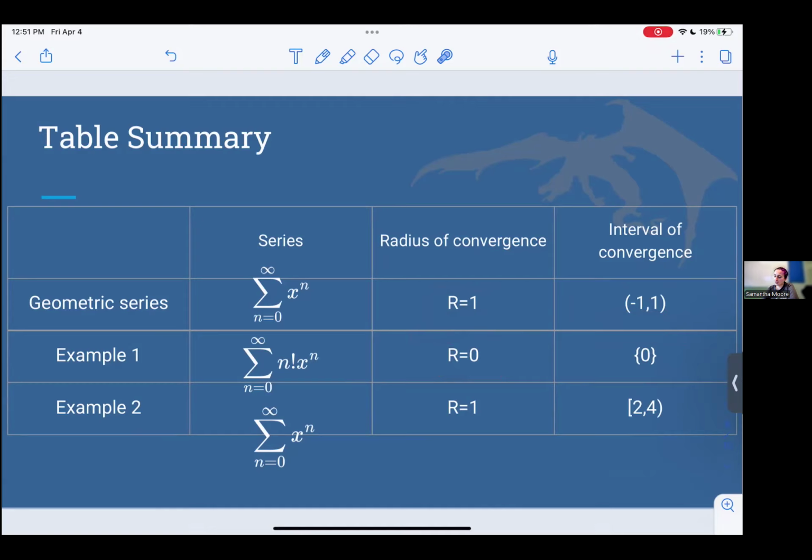And then lastly, our last example that we just looked at, our interval of convergence that we figured out was from 2 to 4. And this is a length 2 interval again, right? Because we're going from 2 up to 4, so that's a distance of 2. So our radius being half of that distance, our radius is 1.